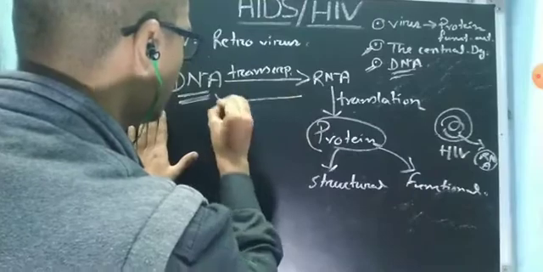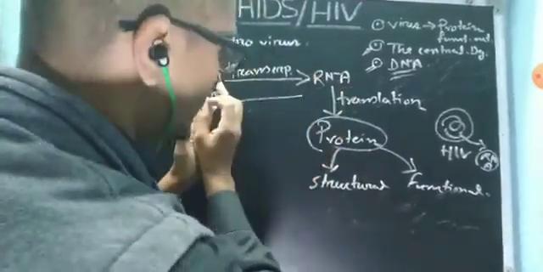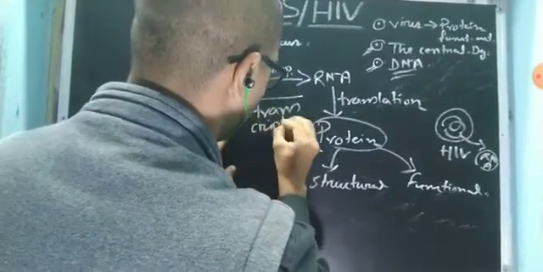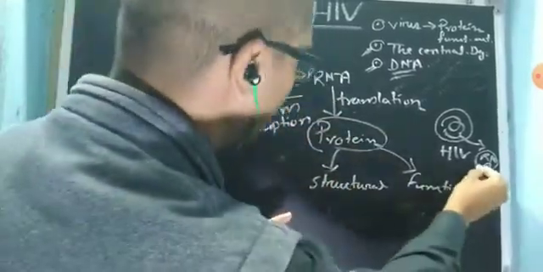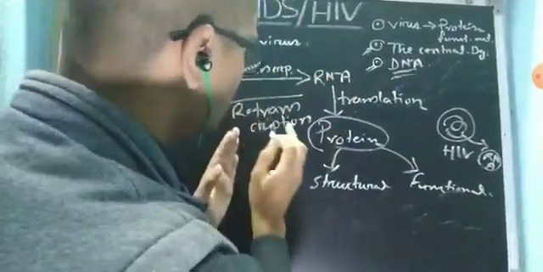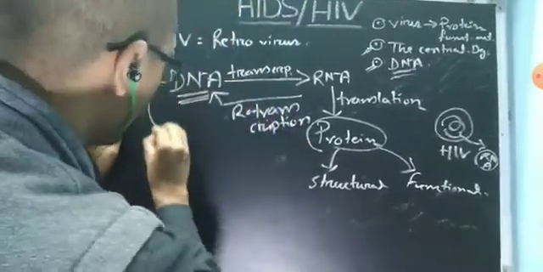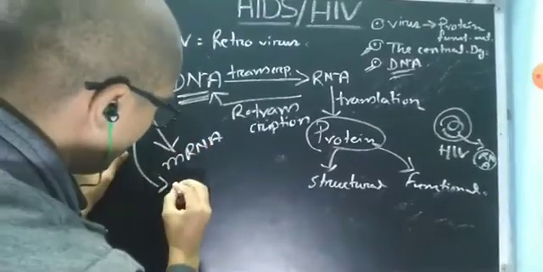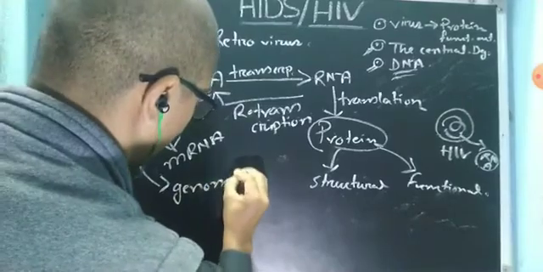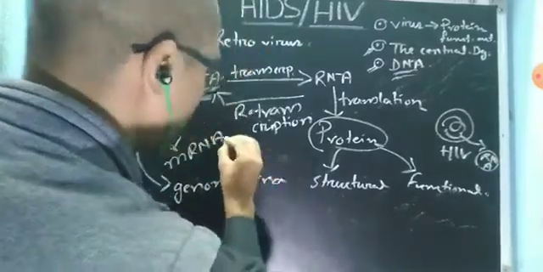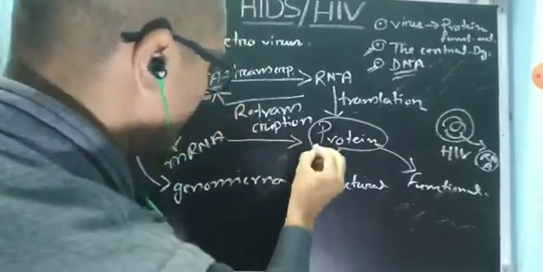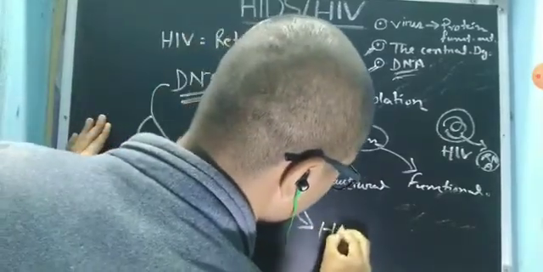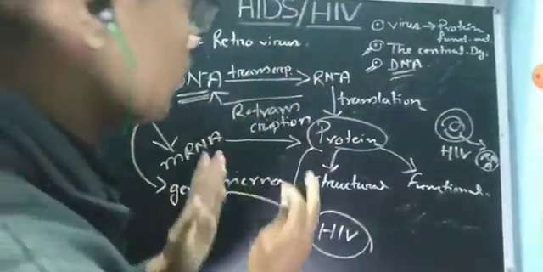The conversion of RNA to DNA is known as reverse transcription. Once the viral RNA converts into DNA through the reverse transcription process, the DNA will again convert into mRNA and genomic RNA. And mRNA will convert into protein, and this protein with this genomic RNA produces a new HIV virus. So this is the whole mechanism.